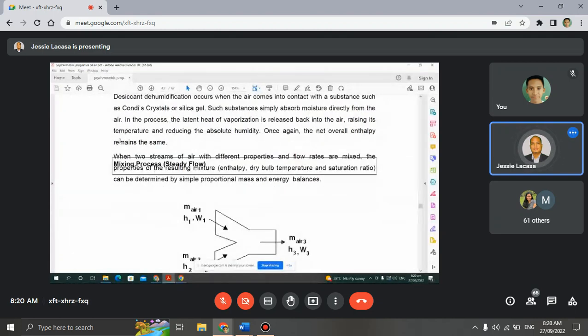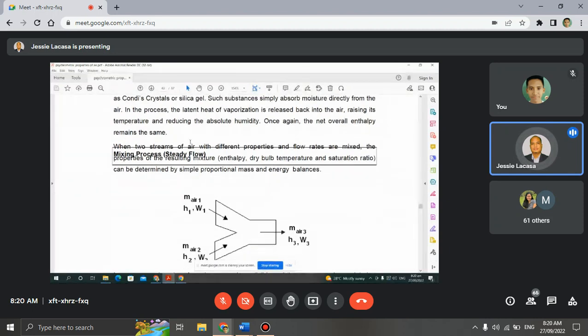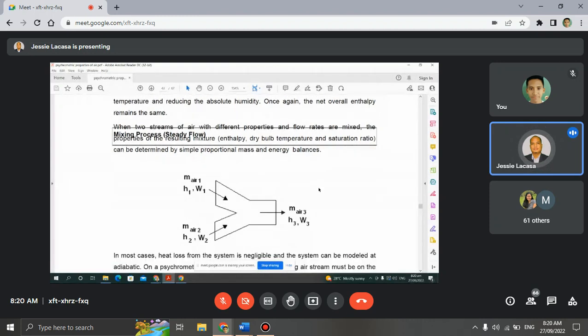Then another process is the mixing process, no? The mixing of two different air streams, so from the outside and inside. So when two streams of air with different properties and flow rates are mixed, the properties of the resulting mixture can be determined by simple proportional mass and energy balances.